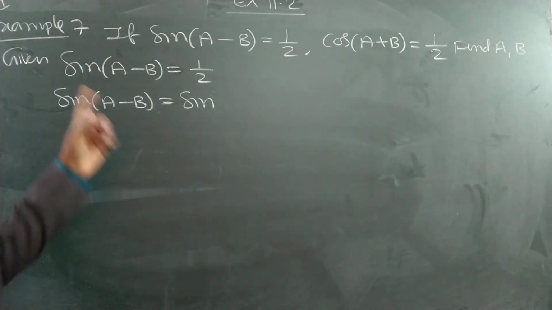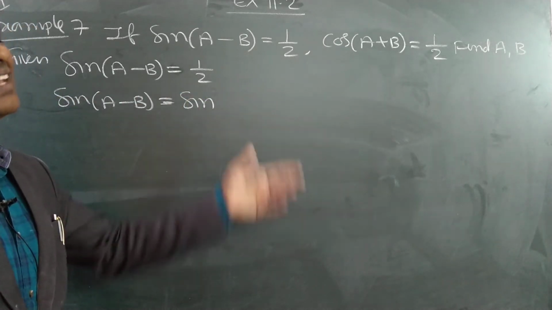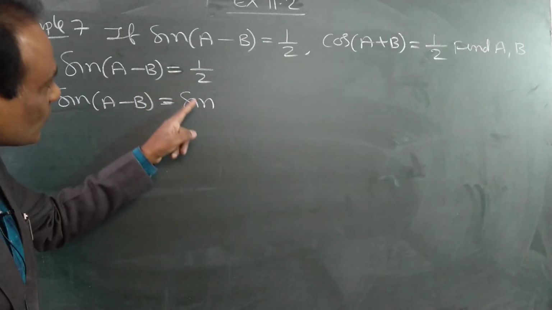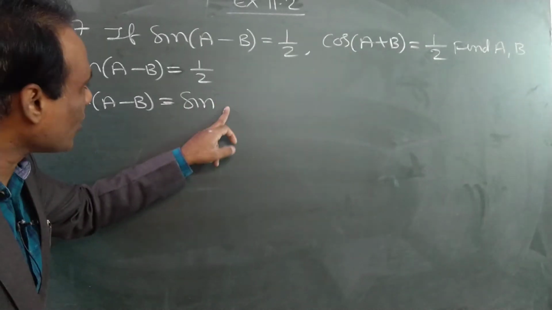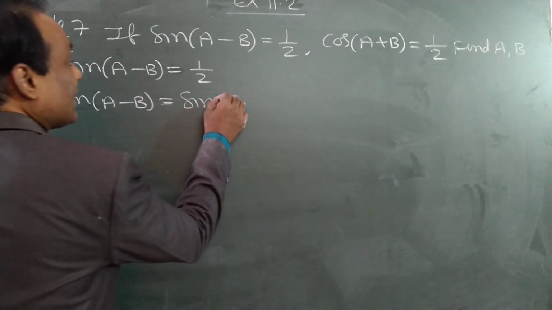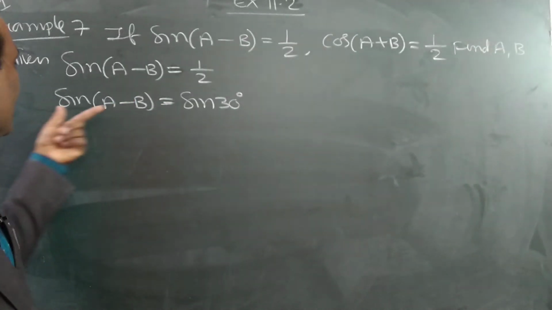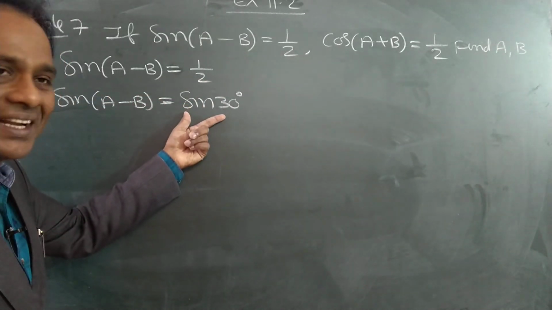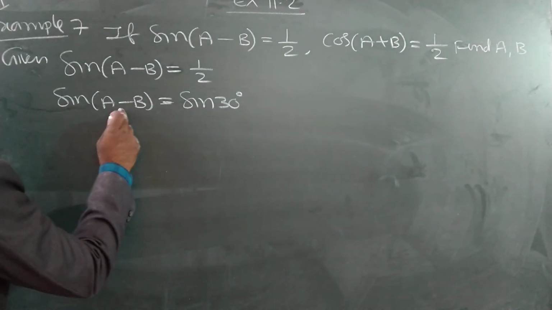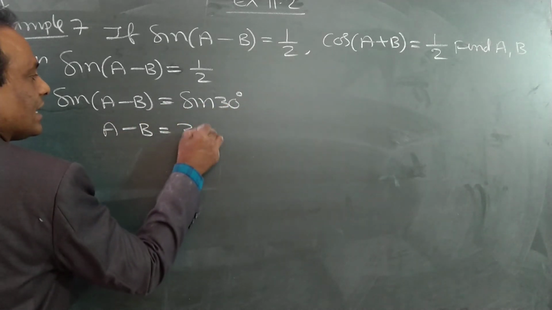Okay, see here, sin(A minus B) is equal to 1 by 2, no? Directly we can write, but I am writing one more step here. This is sin, so write 1 by 2 also in terms of sin. Sin of what angle gives 1 by 2? Sin 30 is 1 by 2. So sin same, and A minus B is equal to 30 degrees.